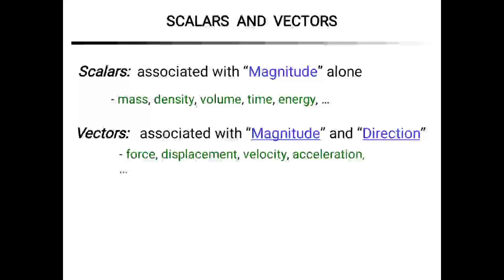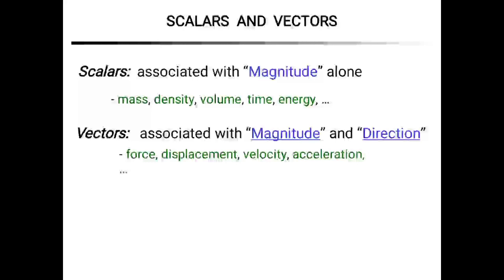So as I said, the difference between scalars and vectors. Scalars are associated with magnitude alone. Examples of scalar quantities are mass, density, volume, time, energy, etc. These all have only magnitude. For example, in case of mass, the unit is kilogram. We are not considering the direction in which the mass acts. But in case of vectors, it is associated with both magnitude and direction.